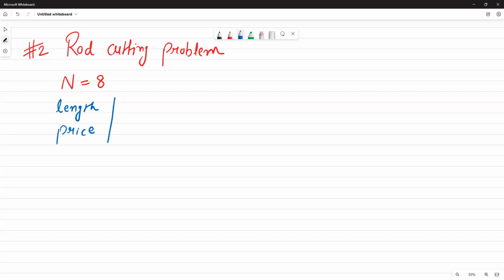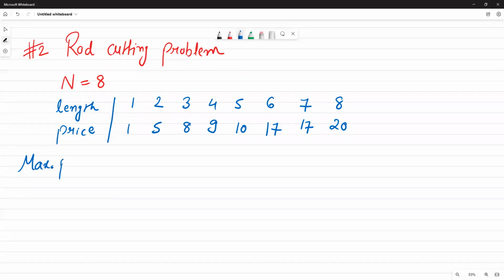That is, if the length is 1, the price you will get is 1. If the length is 2, the price is 5. If the length is 3, the price is 8. Similarly, for 4, the price is 9. For 5 it is 10. Next, if the length is 6, then you'll get the profit as 17. If the length is 7, the profit is again 17. And if the length you are cutting is 8, it is 20. So you have been given the length equal to 8. You have to cut the rod in such a way that you can earn maximum profit out of it.